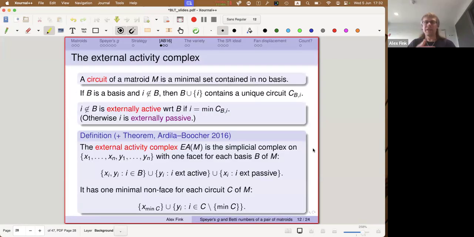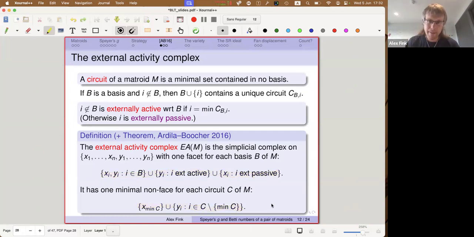The way that Ardila and Boocher encode this matroid external activity data is in a simplicial complex. I've given a definition plus theorem here, and the content is that I'm describing a simplicial complex in two ways. I'm telling you which sets are its facets, and I'm telling you which sets are its minimal non-faces. If I told you either of those collections of sets, it would be enough to completely prescribe a simplicial complex. And so the theorem is that the two of them define the same simplicial complex.